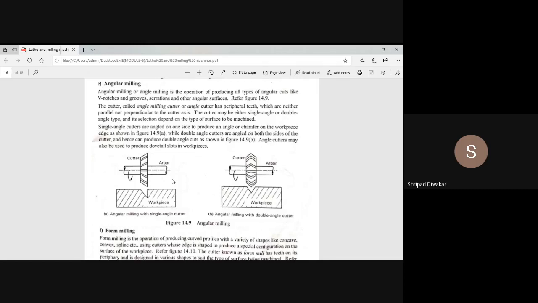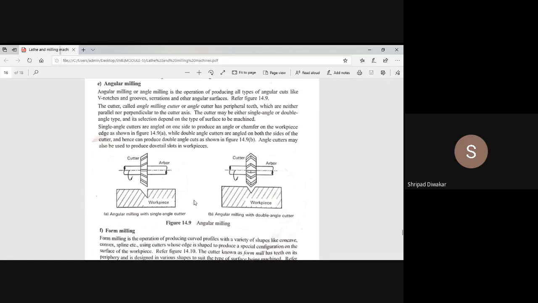First one is surface milling, second one is end milling, third one is T-slot milling and dovetail milling, and fourth one is the angular milling, meaning producing different types of angular cuts like V-notch, groove, serrations, and other angular surfaces. That is called the formation of angular cuts, like the single V cut, V notch, grooves, serrations, and other angular surfaces.